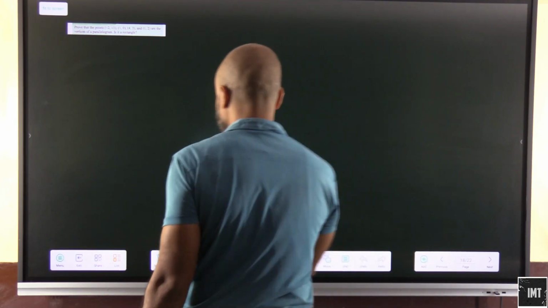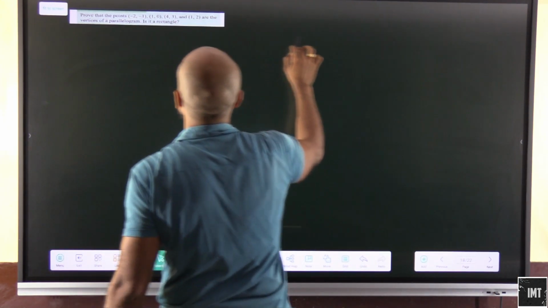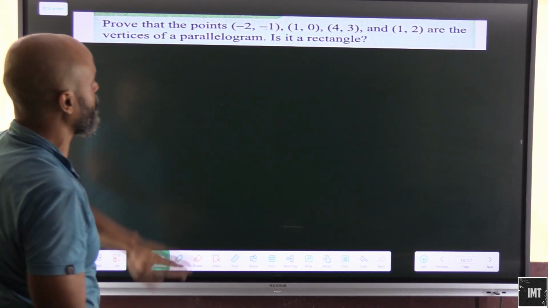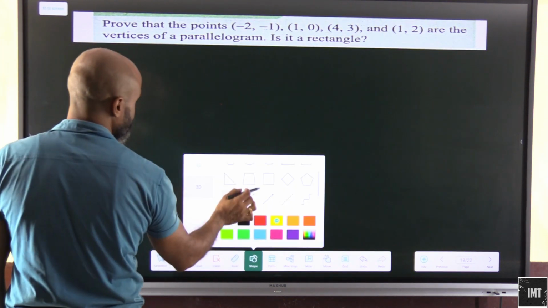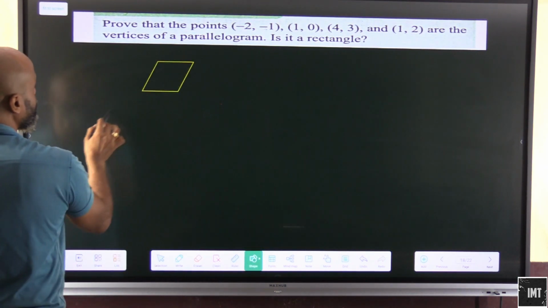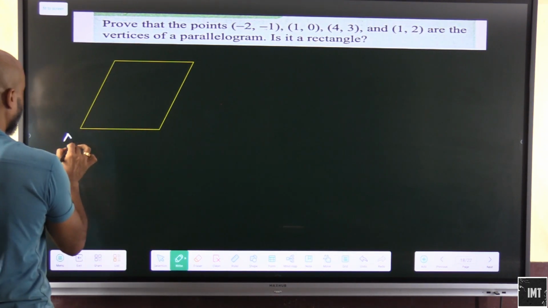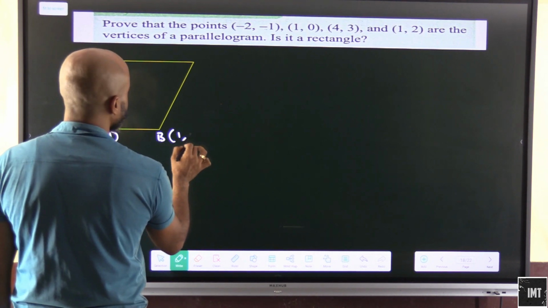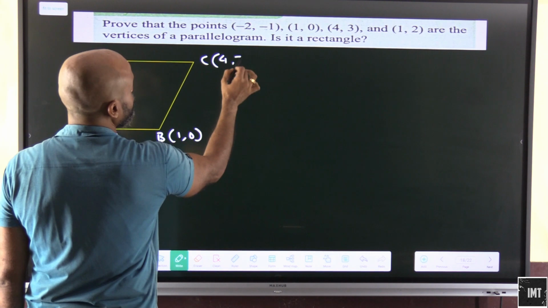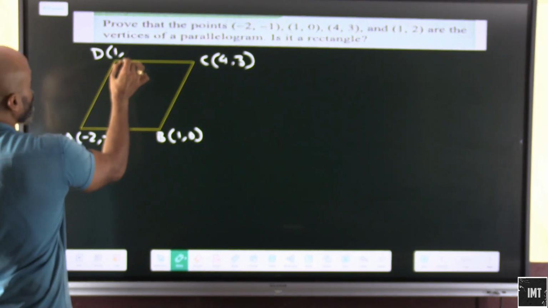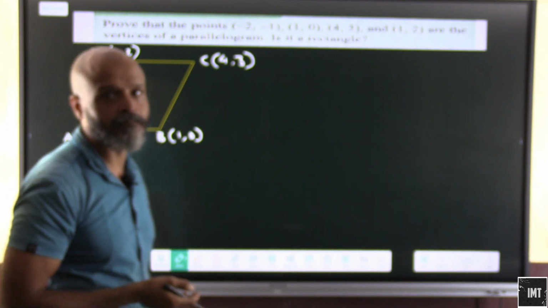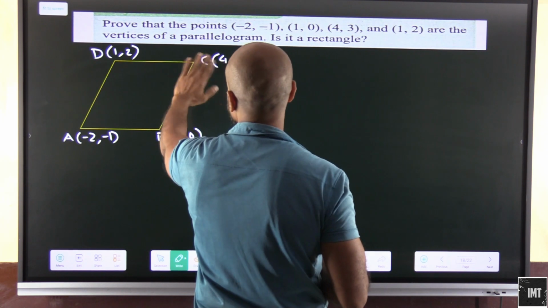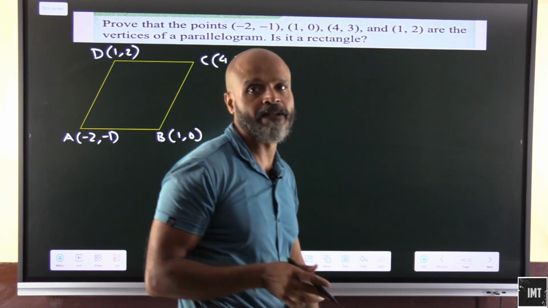Okay, so in this case we have to prove that the points minus 2, minus 1, 1, 0 and 4, 3 and 1, 2 are the vertices of a parallelogram. Is it a rectangle? So basically if we take this to be a parallelogram, it will appear something like this. Let's say A is minus 2, minus 1, then let's say B we have 1, 0, then let's say C we have 4, 3, and let's say D we have 1, 2. How can we prove that this is a parallelogram? Either you take the slopes, so the slopes of this line, y2 minus y1 upon x2 minus x1, and this. If the slopes are equal, then they are obviously parallel.